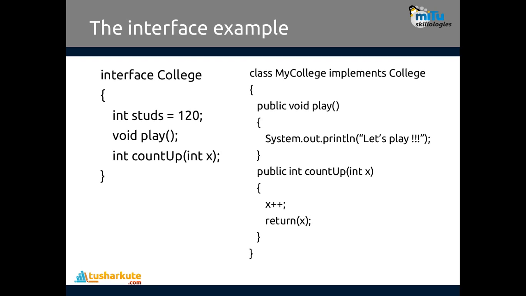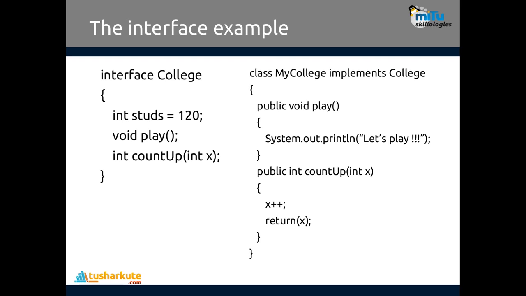Now let's see an example of creating an interface. For example, I have created an interface here, interface College. Inside that I have the strength of students, 120, the total number of students. Void play is a method that I declared. Int countUp is again a method I have declared here. These are the abstract methods declared there, and this is the constant which I have declared inside the given interface.